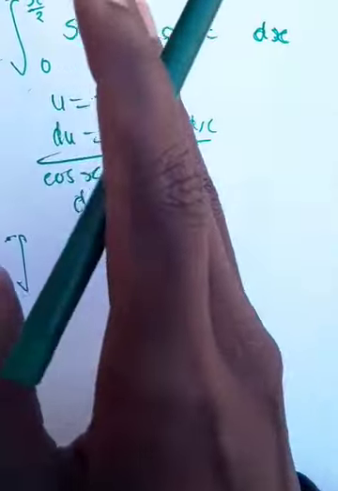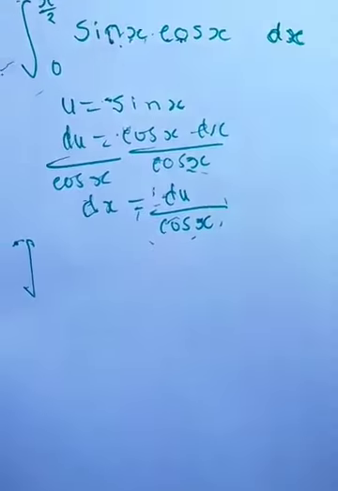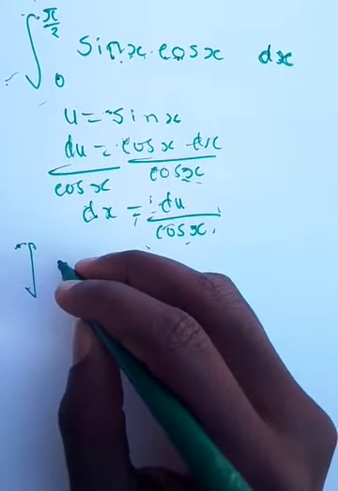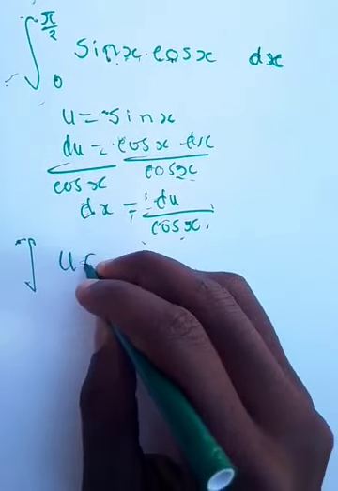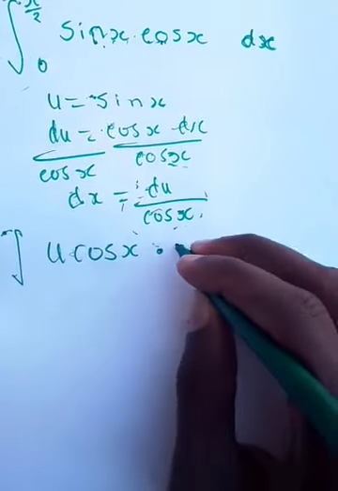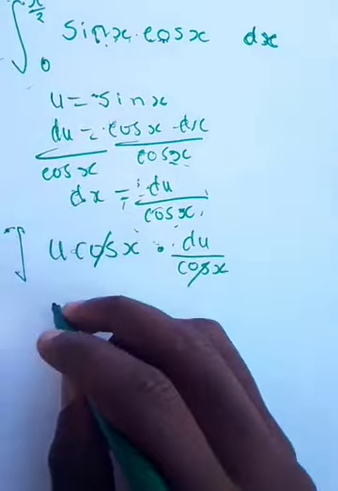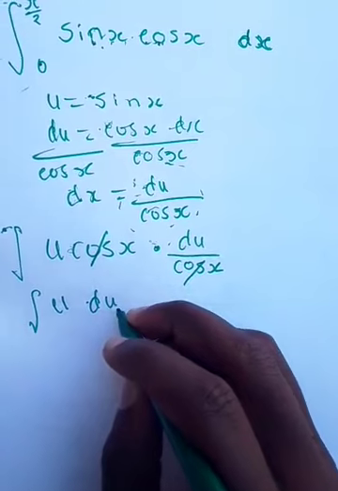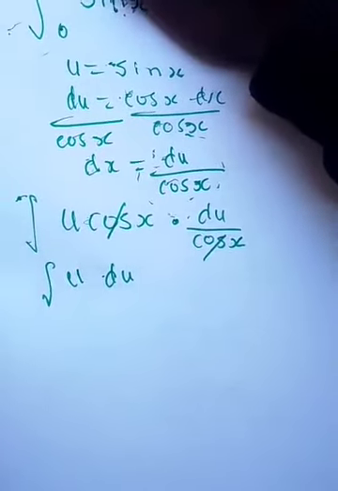Remember, this is a definite integral. So at first, I have to integrate, then substitute the limits. We have the upper limit here, and we have the lower limit here, which is simply 0. Okay, so while there's sine, I'll put u, cos x. Then, while there's dx, I'll put du over cos x, right? So this and this will cancel, right? Then I'll just remain with u du. Yeah. Now let's integrate u.